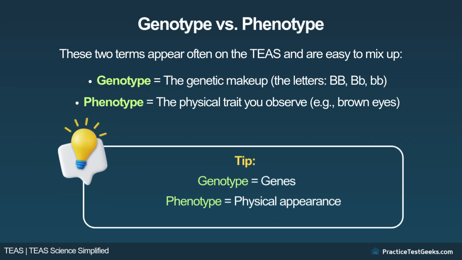Here's a quick trick to help you remember. Genotype equals genes. Phenotype equals physical appearance. So, if a question asks, "What is the person's phenotype?" don't just write the letters. Instead, describe the trait, like brown eyes or blue eyes. That simple shift in focus can earn you easy points on test day.